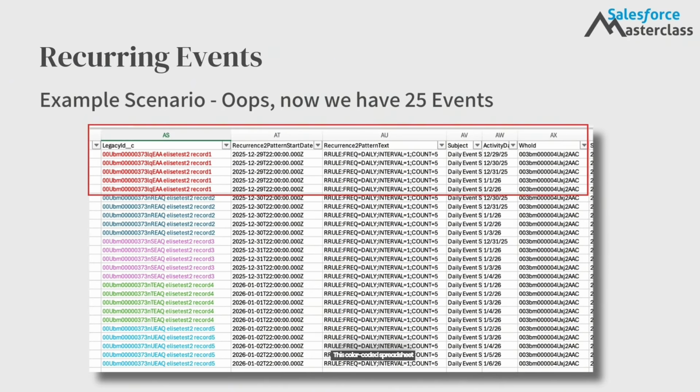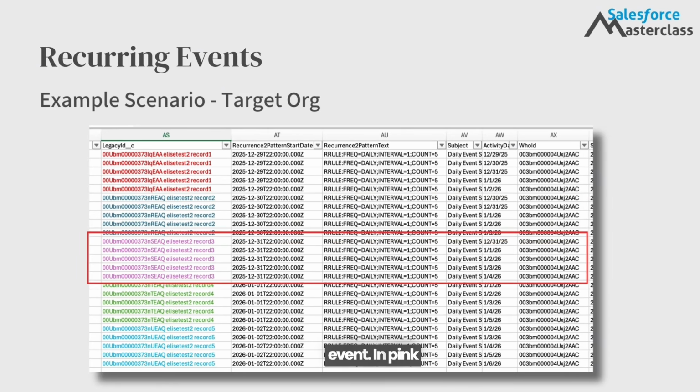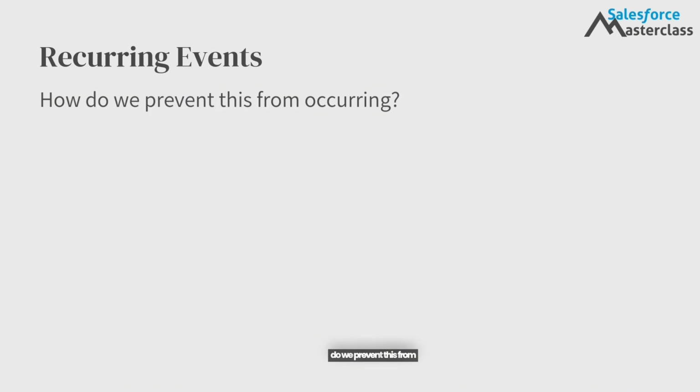This color-coded spreadsheet is an export of these new events. In red, we see the event series created based on the source data's first event. Dark blue displays the second new series based on the source data's second event. In pink is a third series based on day 3 of the source data series, and so on. How do we prevent this from occurring?